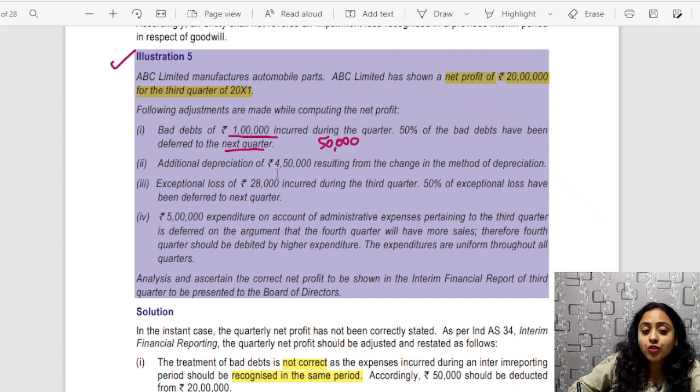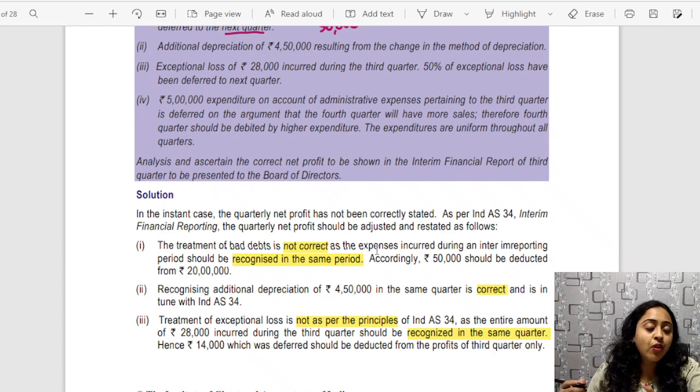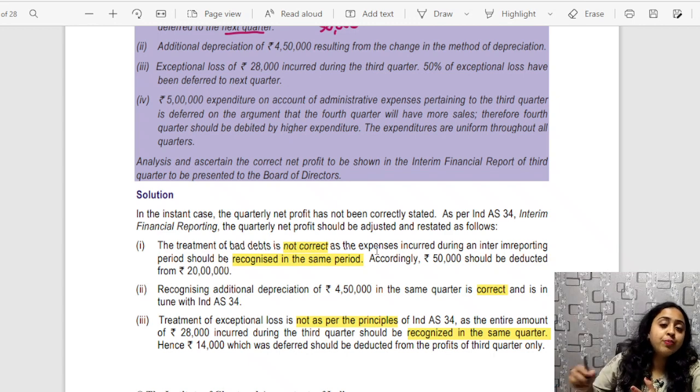Additional depreciation of rupees 4,50,000 resulting from the change in the method of depreciation. We'll see one by one answer. The treatment of bad debts is not correct. As you know, you are not allowed to defer or anticipate. It should be recorded as and when incurred. So whole 1 lakh should be recorded.